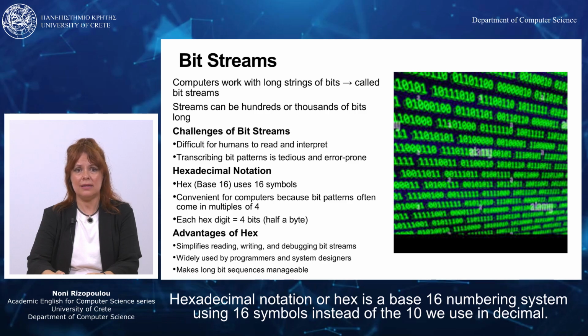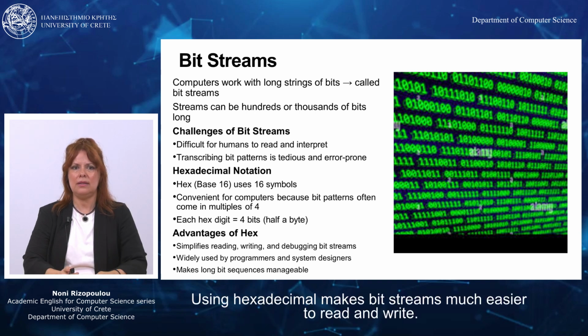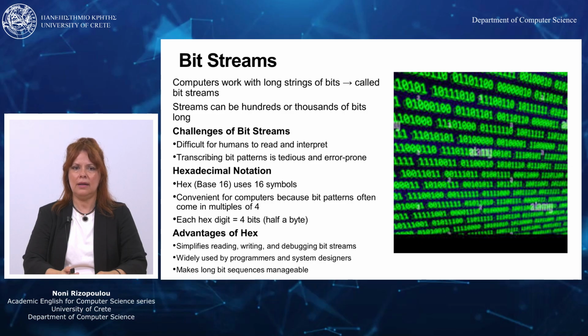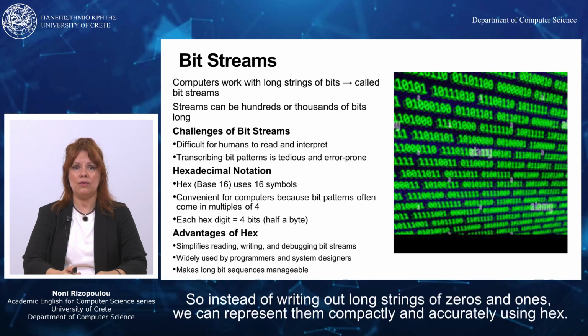Hexadecimal notation, or hex, is a base 16 numbering system using 16 symbols instead of the 10 we use in decimal. It's convenient because bit patterns in computers are usually multiples of 4, and each hexadecimal digit can represent exactly 4 bits, half a byte. Using hexadecimal makes bit streams much easier to read and write. It's widely used by programmers and computer designers to simplify coding, debugging, and system documentation. So instead of writing out long strings of zeros and ones, we can represent them compactly and accurately using hex.